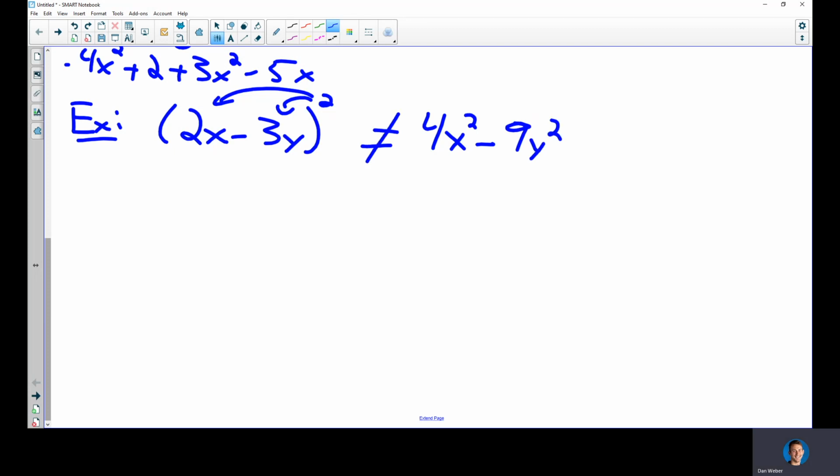It does not equal that. Remember, when you square something, you're multiplying it by itself. So what it looks like really is this: 2x minus 3y times 2x minus 3y. Now you do your distribution or your FOIL. I'm gonna make a prediction that like 8% of you are gonna do the wrong thing on the test.